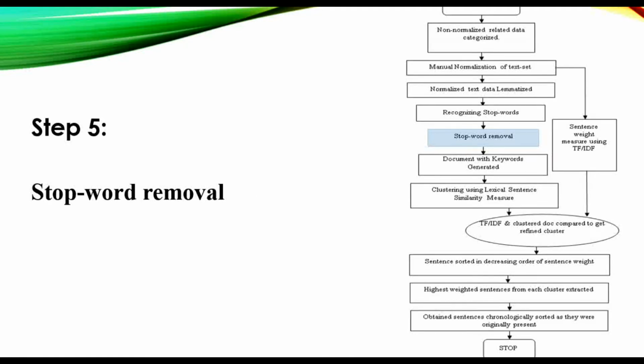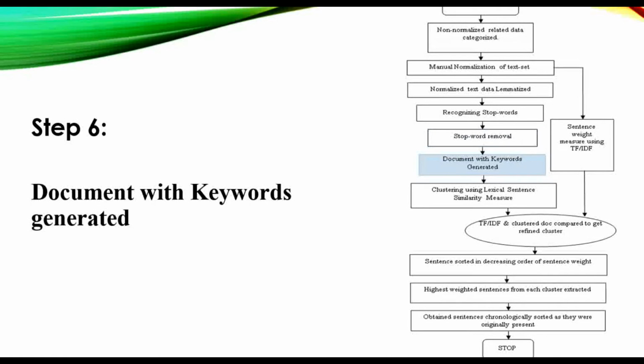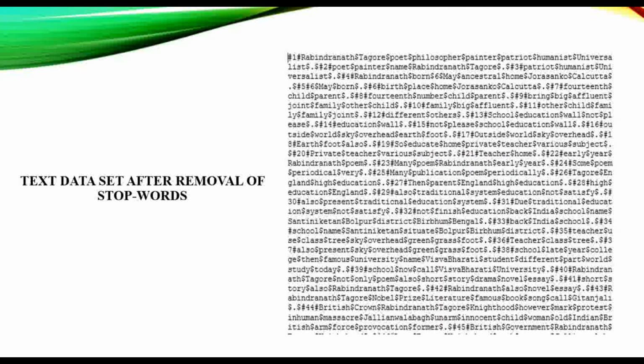Next is stopword removal. They are programmatically removed by simple word matching, and a document with only keywords, that is, words conveying the meaning to the document, is generated. This is the documents with keyword generation step. This is the file containing only keywords where lines have been numbered and separated using special symbols for programming purpose. This file does not contain any stopwords, that is, irrelevant information.